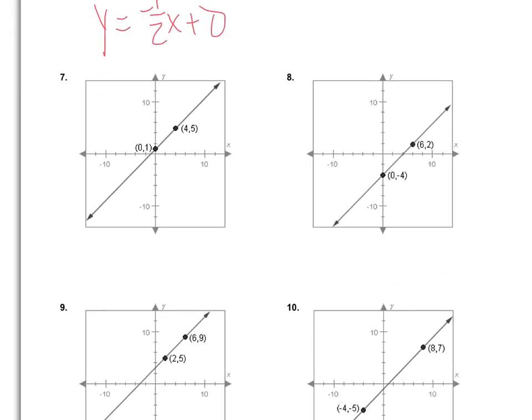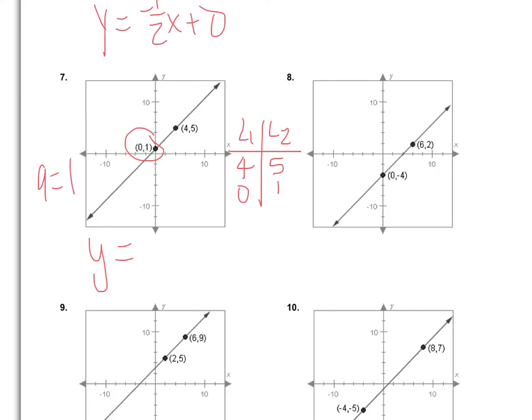Number 7, this one's going to be a little trickier because we've got different numbers here. It's not 0, 0, but thankfully they gave you both of the points. So in L1, we're going to put 4 and 0. In L2, we're going to put 5 and 1. And once you go to stat edit, it's going to give you for a, 1, and for b, it's going to give you 1. So your equation is going to be y equals 1x plus 1.